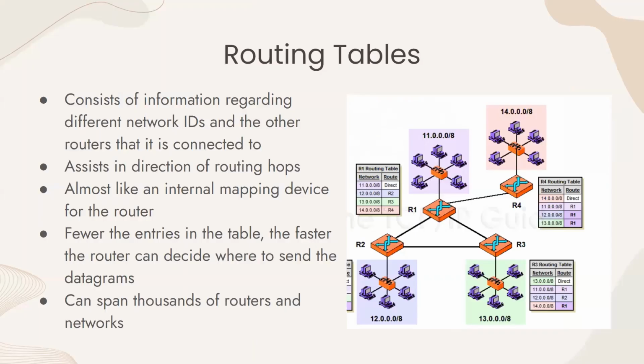Okay, so they decide which routers to go through using routing tables. Routing tables consist of information regarding the different network IDs and the other routers that it's connected to. They assist in the direction of routing hops. So it's kind of like an internal mapping device for the router. And so the fewer entries that are in tables, the faster the router can decide where to send the datagrams. And this can span thousands of routers and networks. So this diagram just shows examples of different routing tables for the different routers.